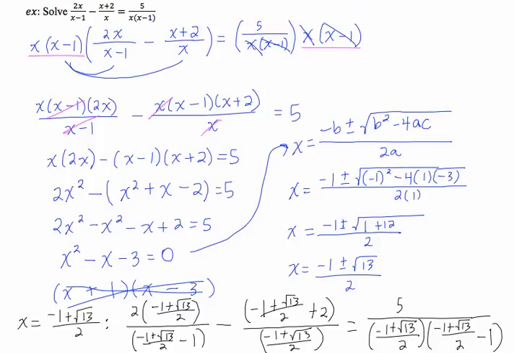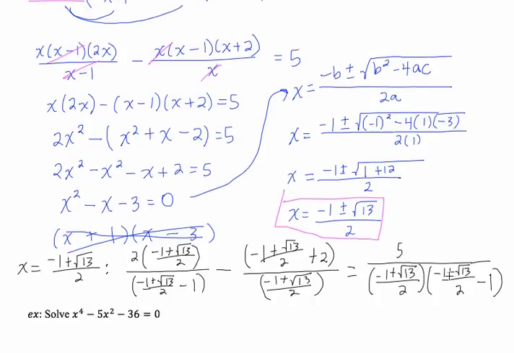Because the only two values of x that will give you a 0 in the denominator are 0 and 1. Right? Those are the only two values of x that x cannot equal. So all other values of x should work. Okay, so those are our two solutions for this rational equation.